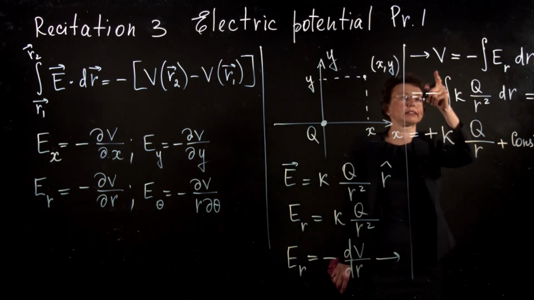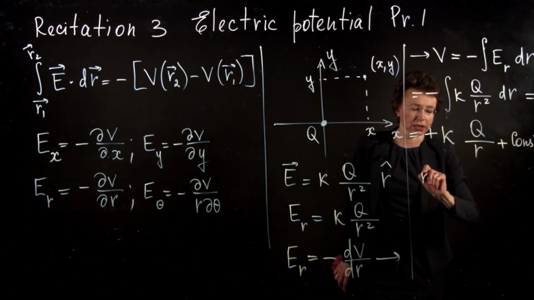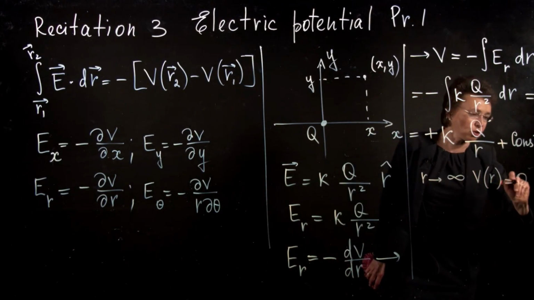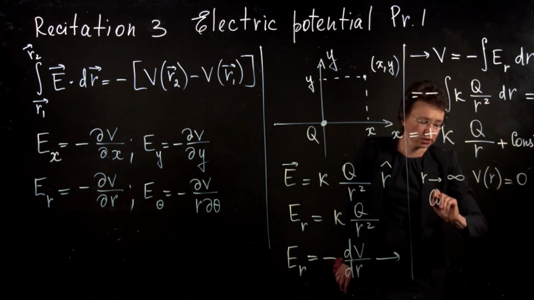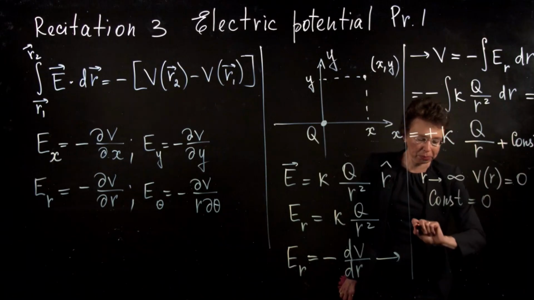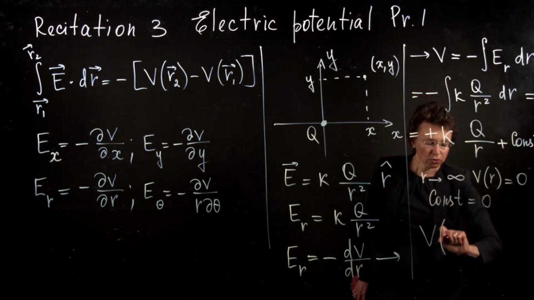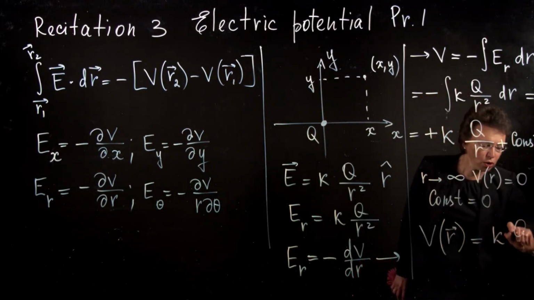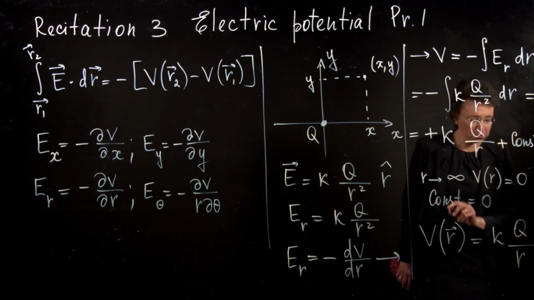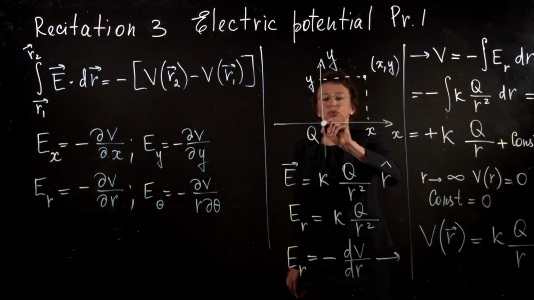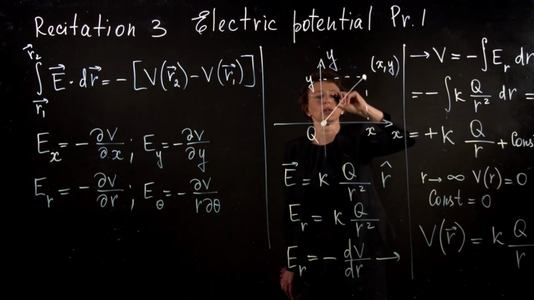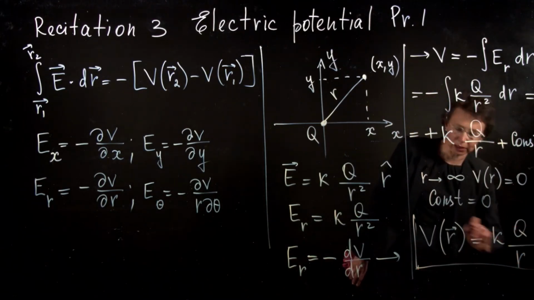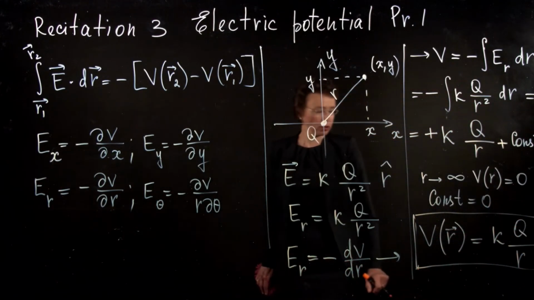If I want the electric potential to be 0 at infinity, so R tends to infinity, then my constant is 0. And the electric potential created by a point charge V at any point R is equal to K times the point charge at the origin divided by R, where R is the distance from the origin to the point we are interested in. We found the electric potential created by a point charge that we will use a lot in our problems.